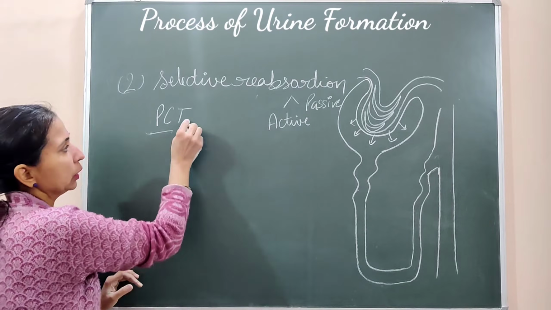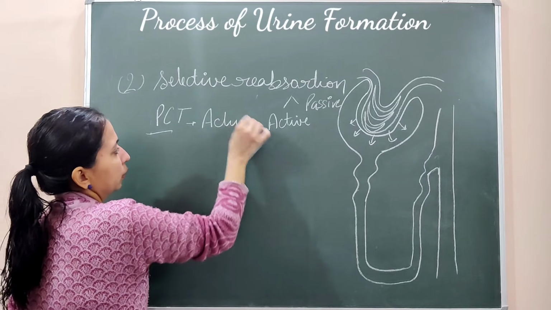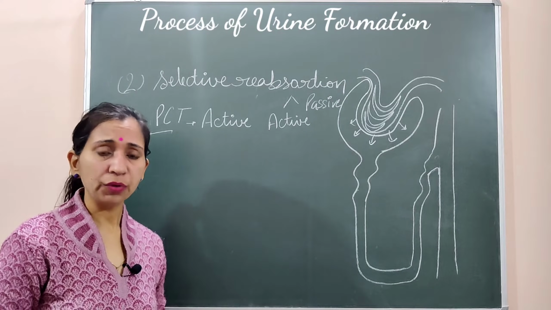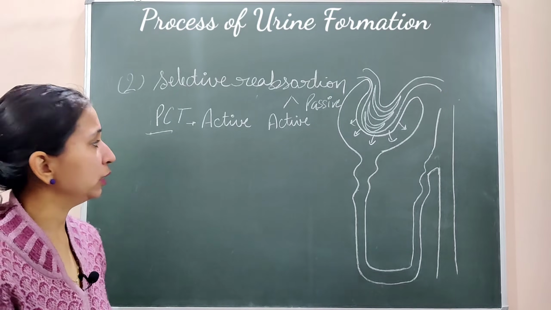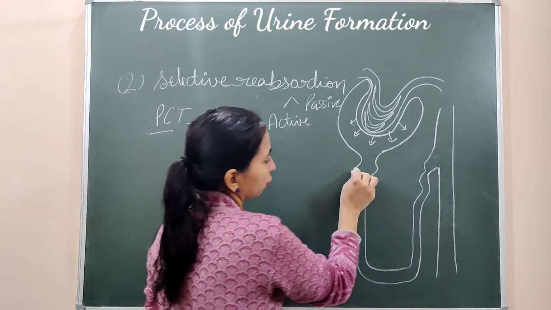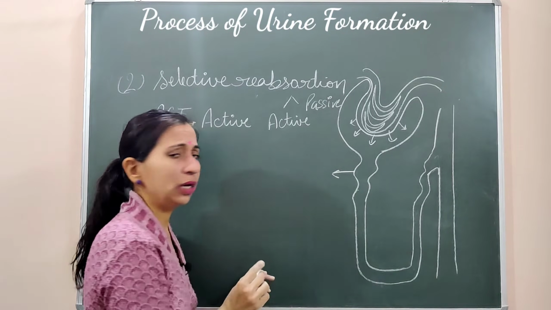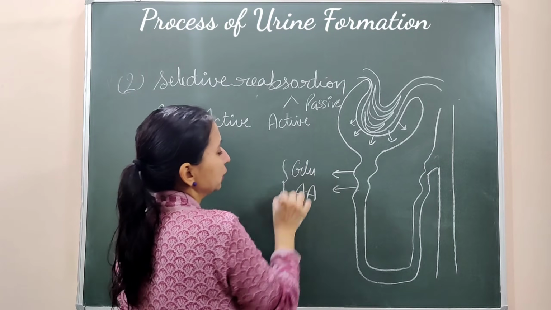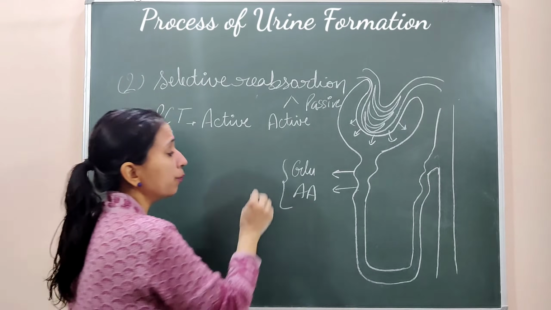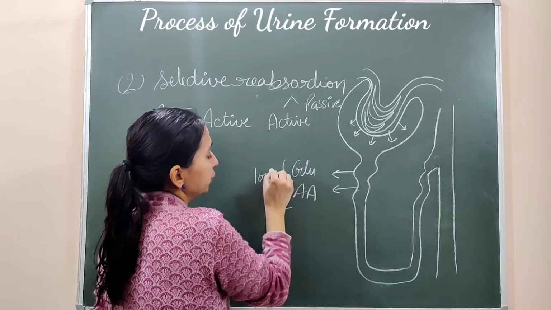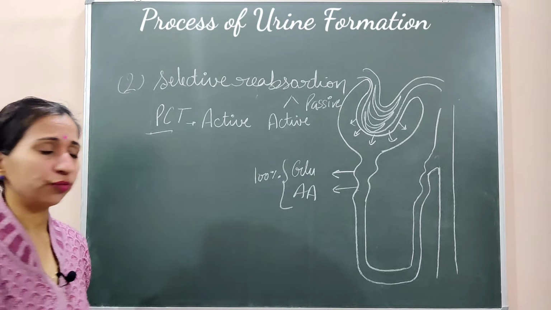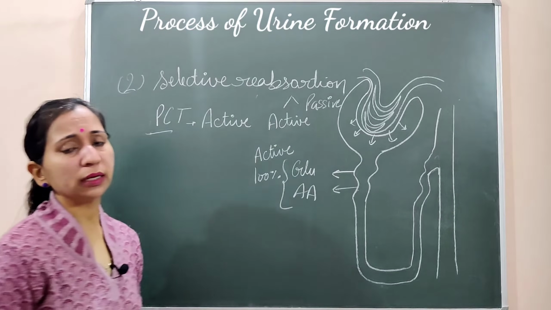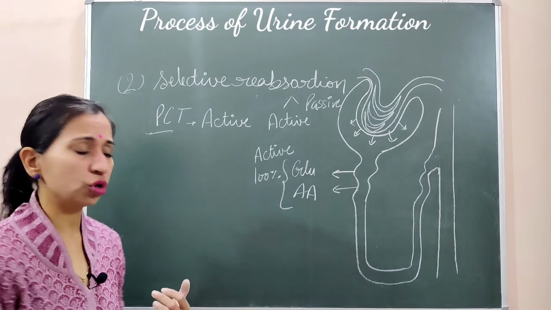So here we are talking about the PCT. In the PCT, the mainly important substances that are absorbed are absorbed by active absorption, because the cells have a large number of mitochondria which can provide energy. So let's see what things get reabsorbed. First we talk about glucose. The glucose and the amino acids, as we know, are high threshold substances and they can be completely reabsorbed into the PCT region. 100% reabsorption will happen and this absorption will be active absorption. So utilizing energy, they can be completely absorbed.